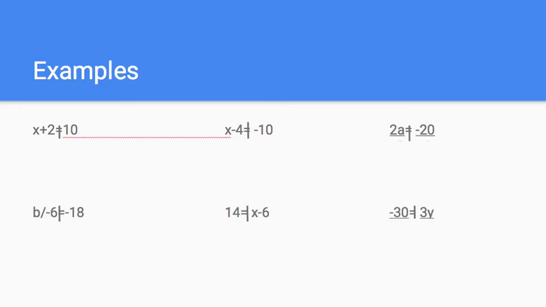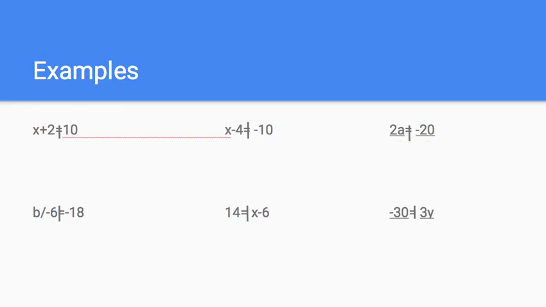x plus 2 equals 10. x minus 4 equals negative 10. 2a is equal to negative 20. b divided by negative 6 equals negative 18. And I know that I should have the division symbol with the diagonal backslash, but I couldn't figure out a way to type that. 14 is equal to x minus 6, and then negative 30 is equal to 3y.